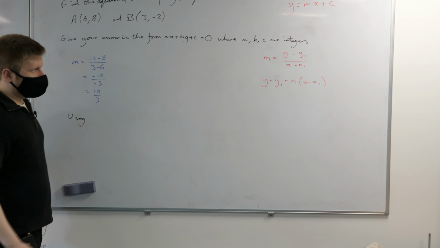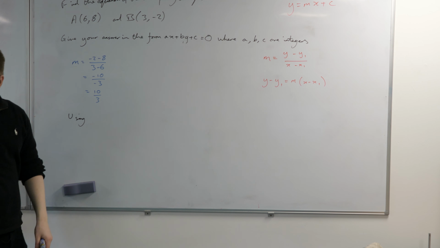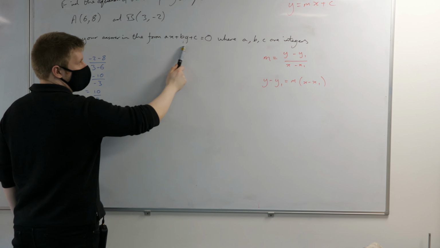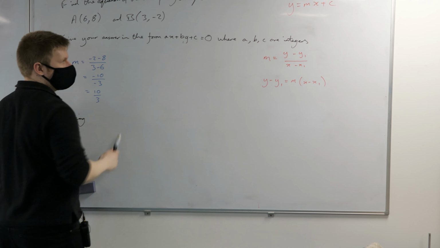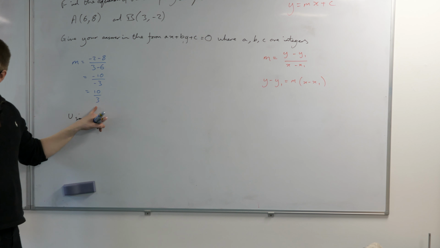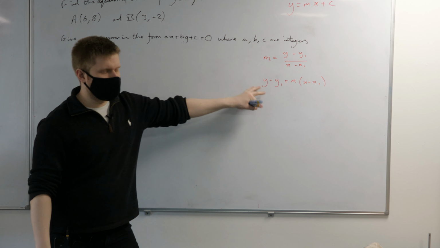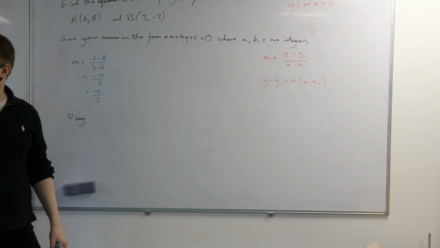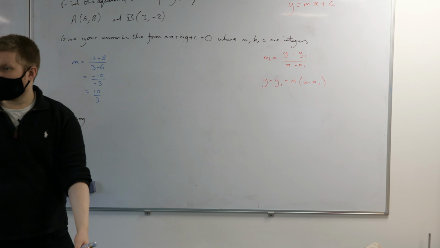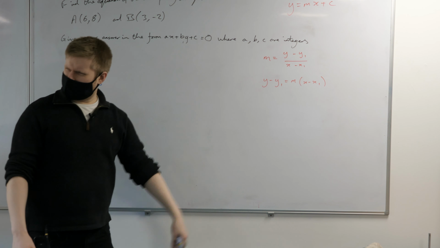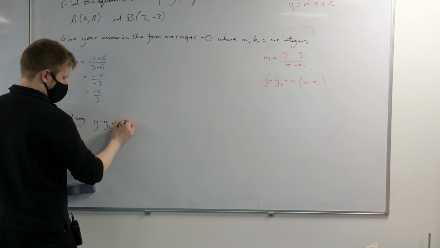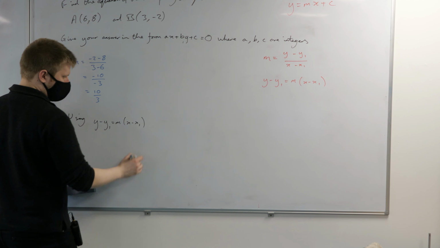So what I can say then is because in this case I'm looking for my answer to be left in this form here, the ax plus by plus c equals 0 where a, b and c are integers, and because I know this is not an integer, I'm going to go for this version of the formula for the straight line instead. If it was an integer, y equals mx plus c would probably just be as quick. But because I'm looking for integers, I'm probably going to go for this one instead. So let's go y minus y1 equals m times x minus x1 like so.